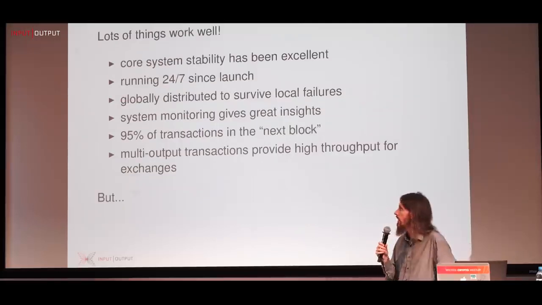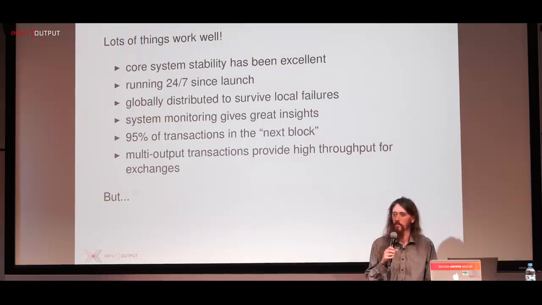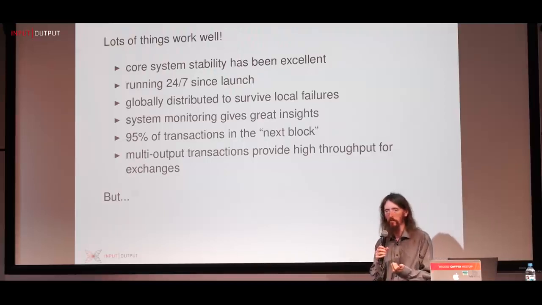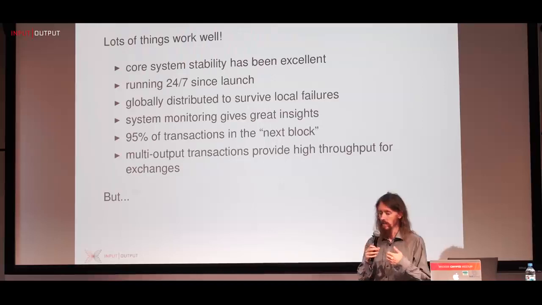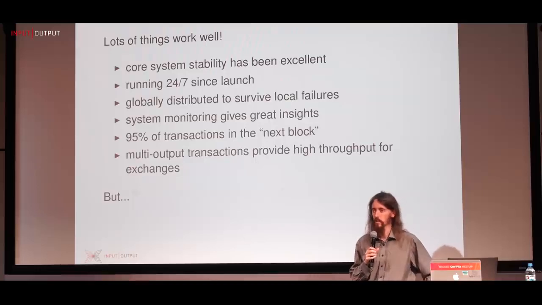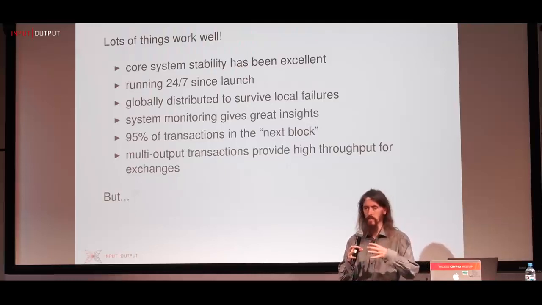So, lessons that we have learned from launching the mainnet. Some things have worked really well. I'll get on to what hasn't worked well in a minute. So the core system has been stable. It's been running 24/7. It is globally distributed to survive failures in particular data centers. And that has actually been important. We have observed with our monitoring system that some of the Amazon machines have lost connectivity with each other or been rebooted, failed for whatever reason. There have been outages beyond our control, but the system was completely stable throughout that because it was designed to be globally distributed and have proper failover.